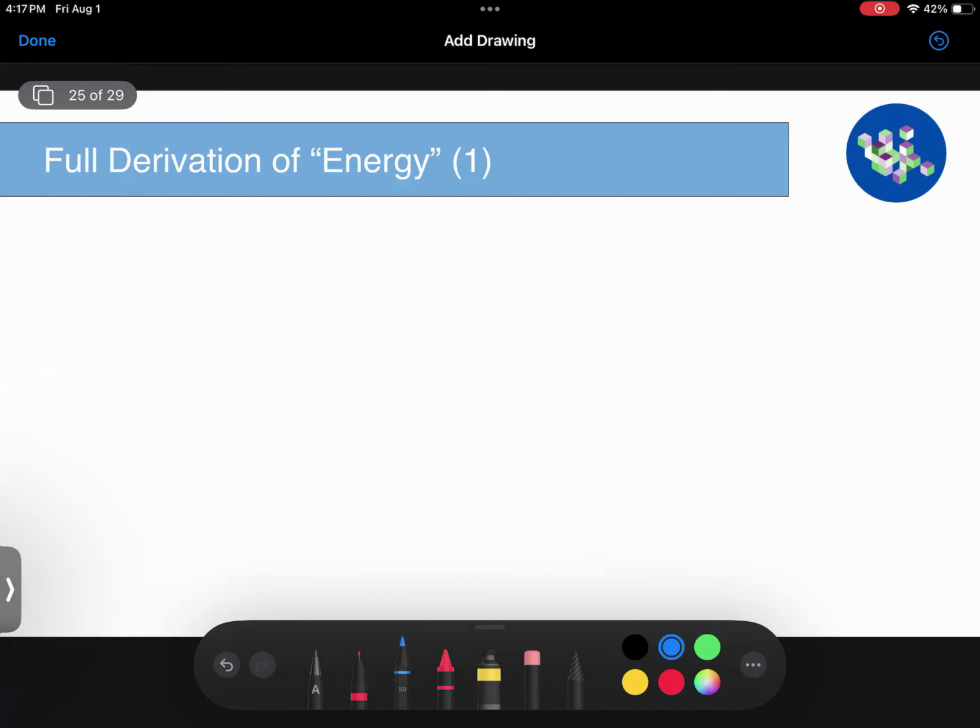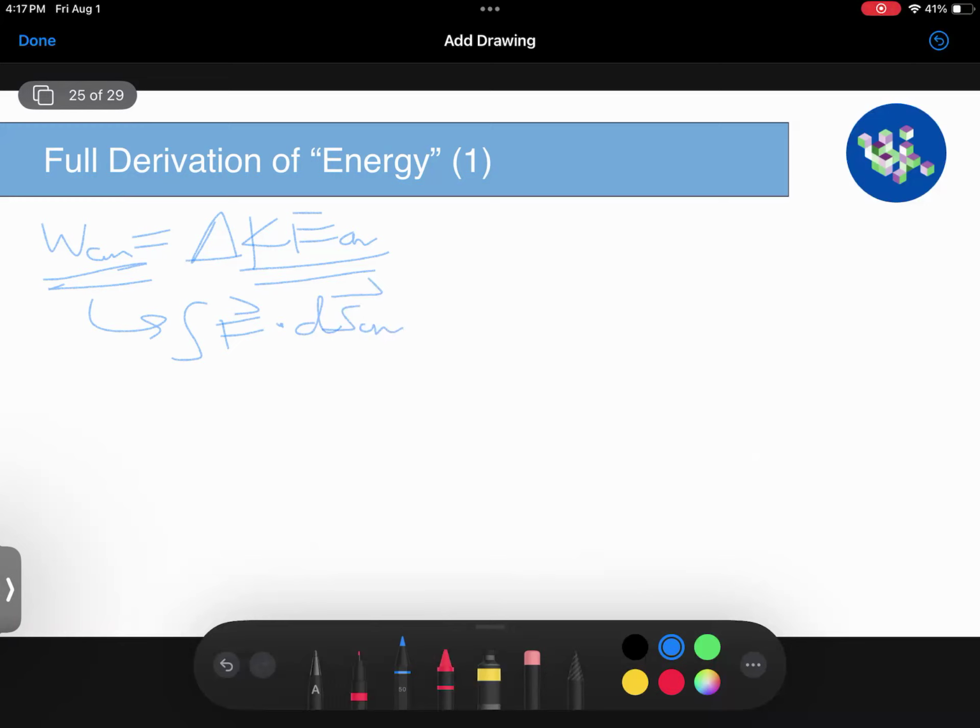One way is to start from the work-energy relationship, right? So we have the net work done on the center of mass is equal to the change in the kinetic energy of the center of mass. Now, what do we mean by work done on the center of mass or kinetic energy of the center of mass? Well, work done on the center of mass is just equal to the integral of force dot the displacement vector of the center of mass. That's what we mean by work on the center of mass.